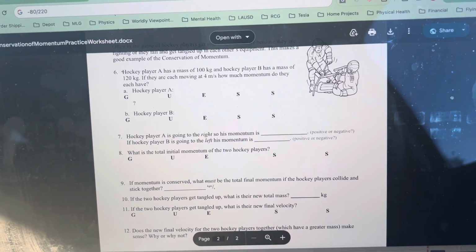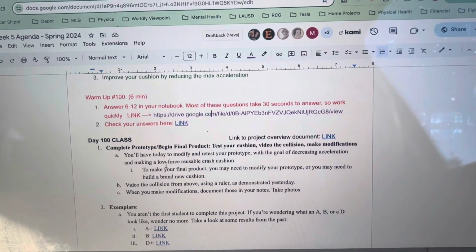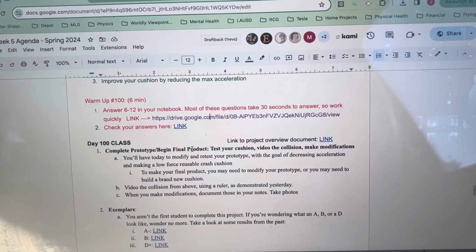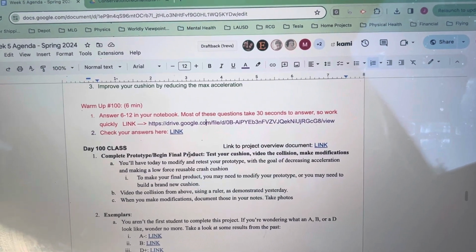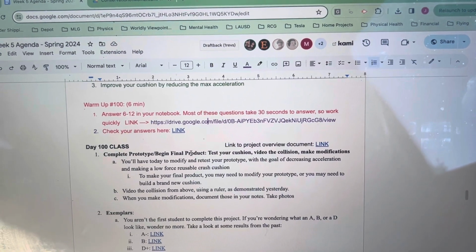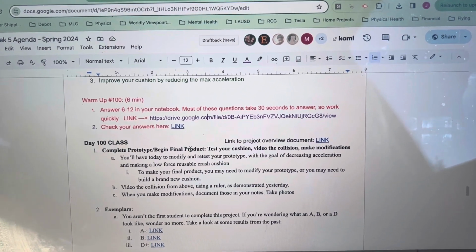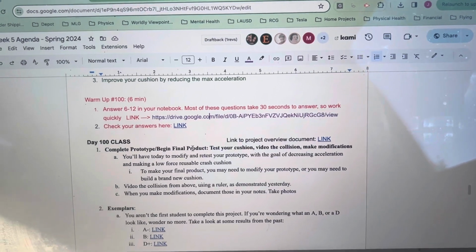For the rest of the day, your task is to work on a final product. I know not all of you are ready for that yet, but that's where we are on the timeline. So if you're not there, you're now behind. And that is what it is.